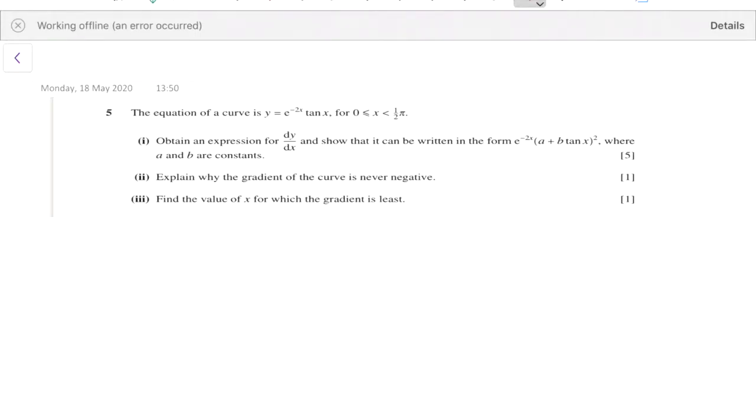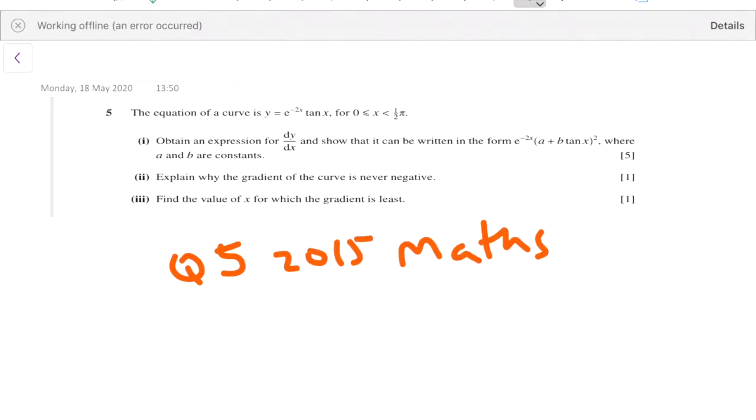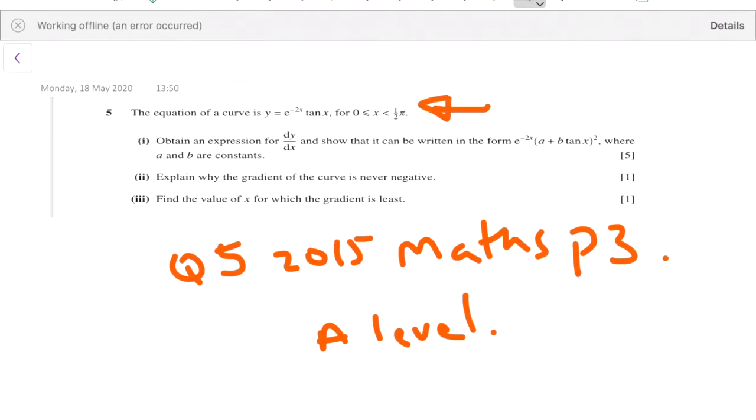So we are back to solve question 5 of the 2015 Maths paper, and it's paper 3, so A-level. Right, so this is a question which says the equation of a curve is y equals e to the power minus 2x multiplied by tan of x, for x between 0 and pi by 2.